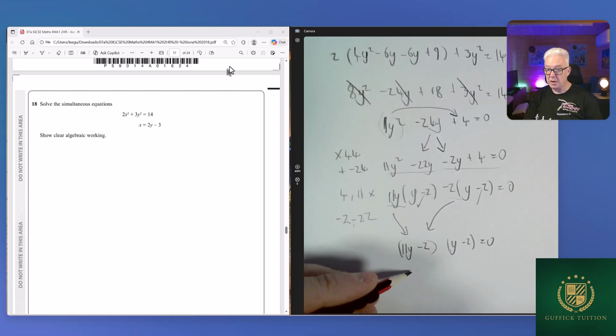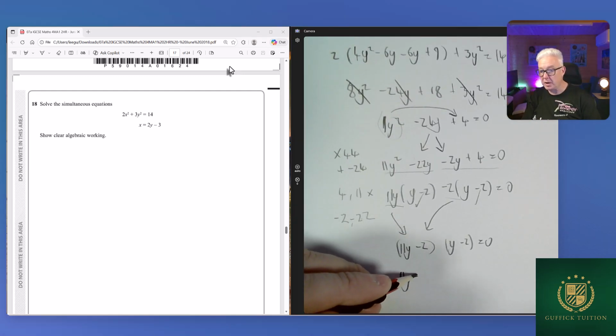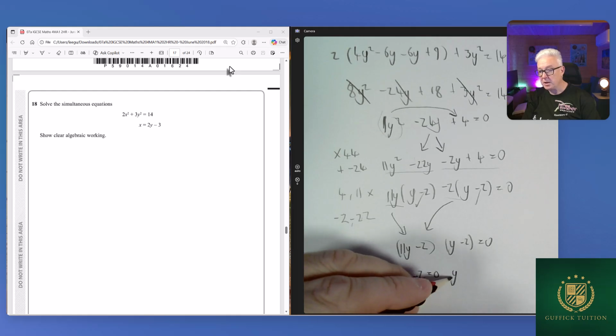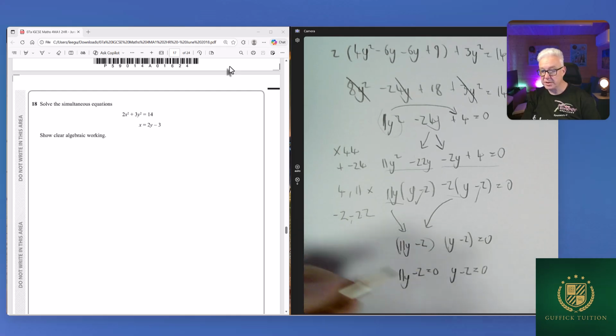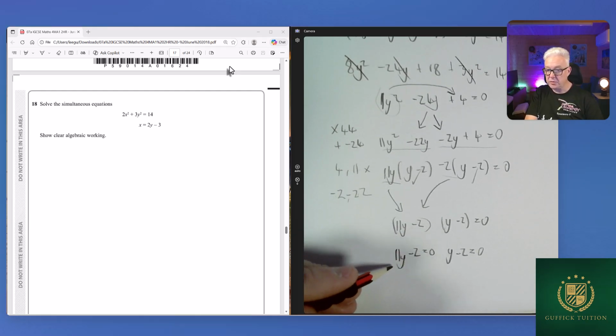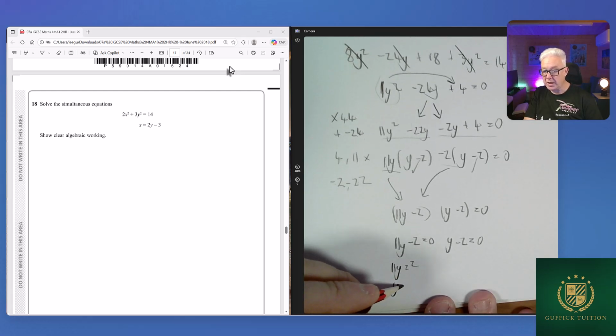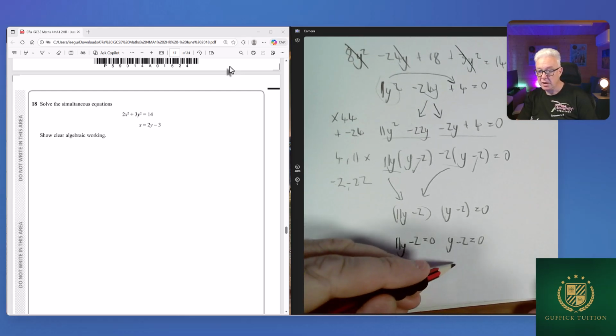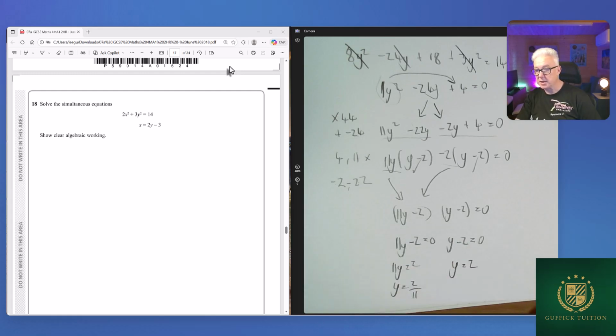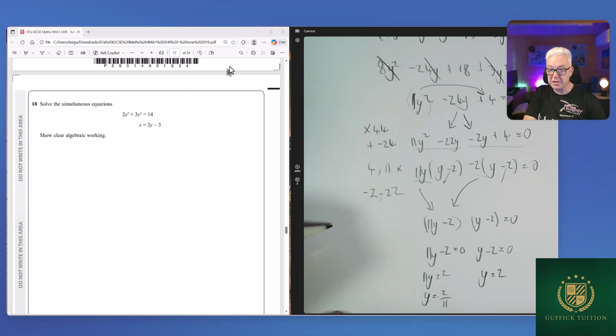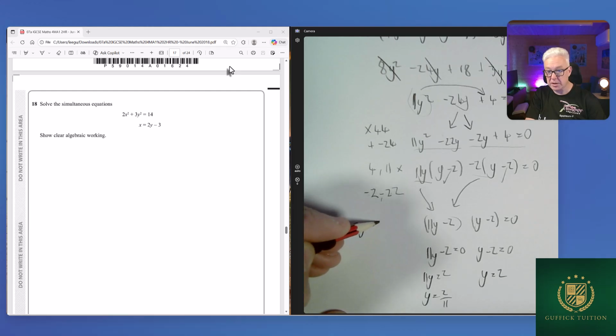Now that means that either 11y minus 2 equals 0, or y minus 2 equals 0. And if 11y minus 2 equals 0, that means that 11y equals 2, which means that y is equal to 2 over 11. And then over here, y is going to equal 2. So those are our two y values for our points of intersection. So now we've just got to find the corresponding x values, and it makes sense to use the equation x is equal to 2y minus 3.